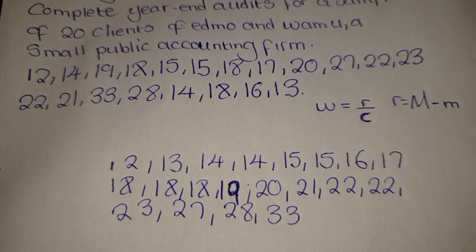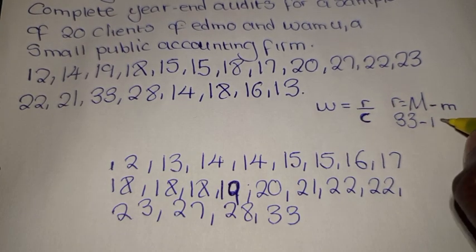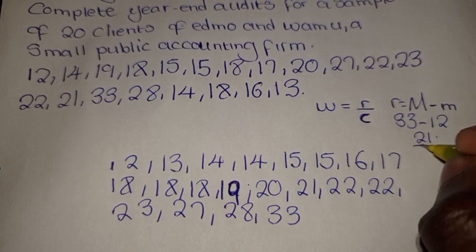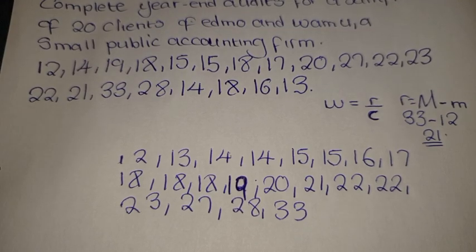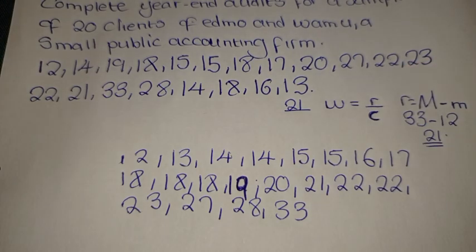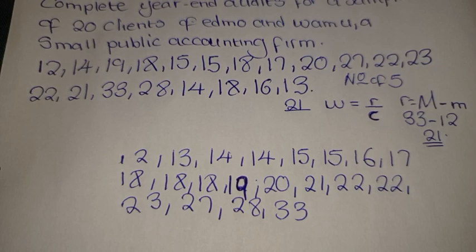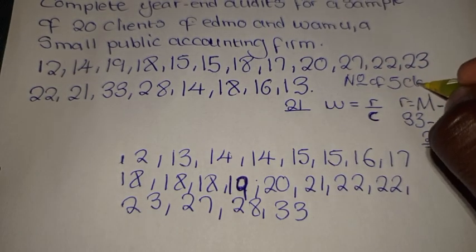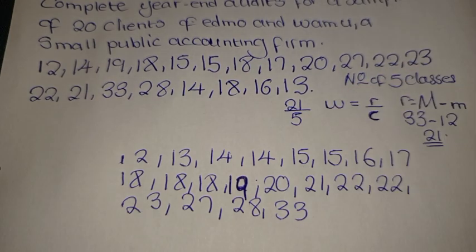To find the range, the highest is 33 minus 12, and you get 21. So we know the range is 21. Remember, to calculate the class width, it will be 21 divided by the number of classes, which you give yourself. So we will give the number of classes to be 5. But there are times when they give you the number of classes, and you need to stick to that. In this case the number of classes is 5.